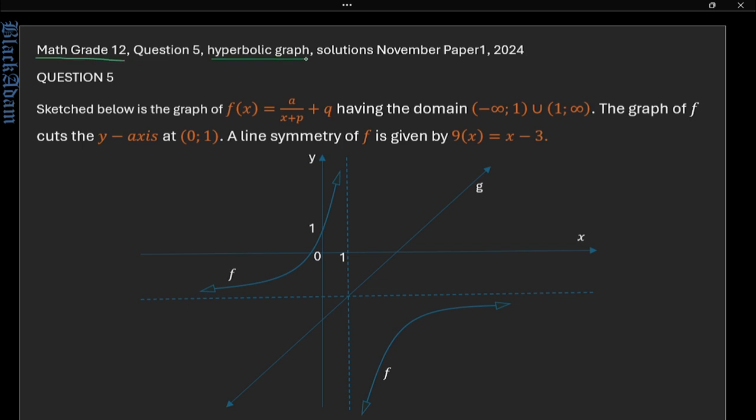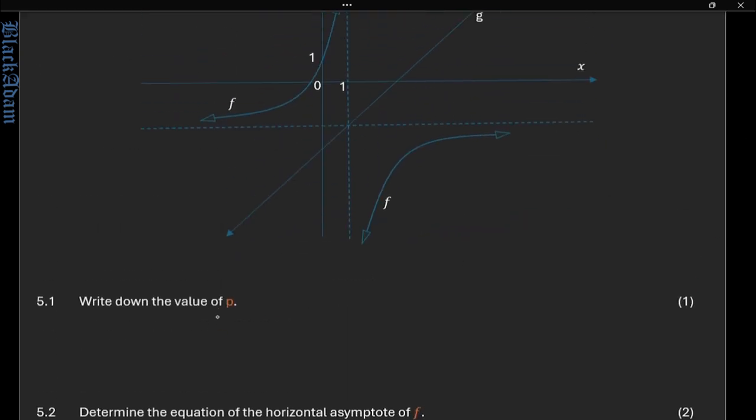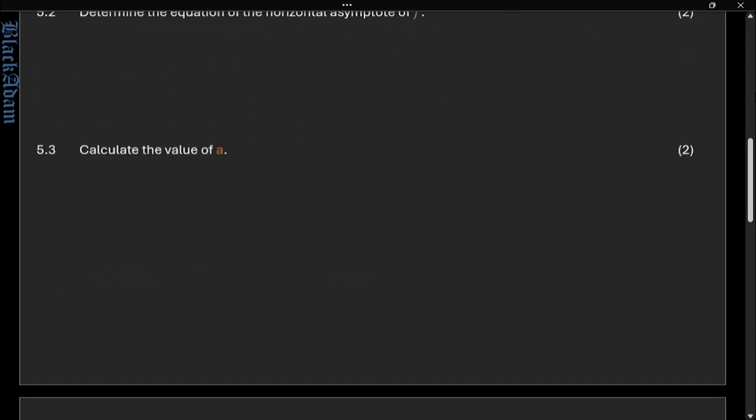Welcome to math class. We have a grade 12 hyperbolic graph, and we have to find the value of q there. Is q vertical or horizontal? I think that's our horizontal. Then p is our vertical, and from there we are required to find the value of p.